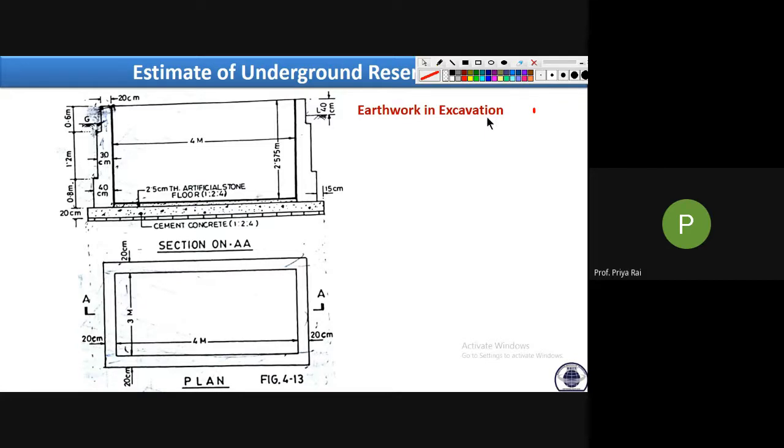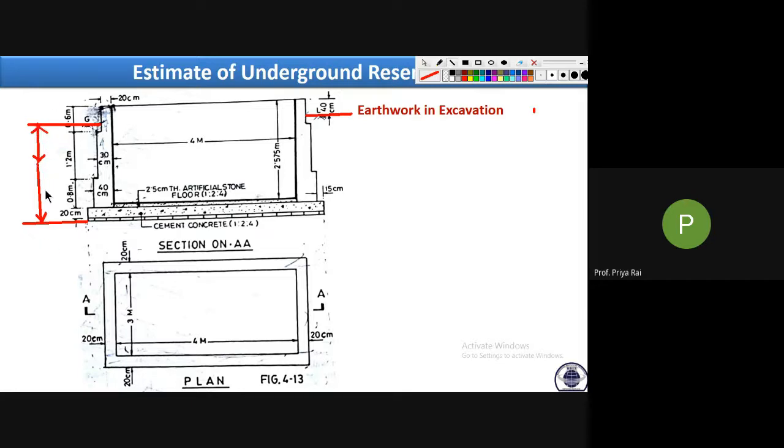Okay, now our first item of work is earthwork in excavation. For that we must know the length of excavation, breadth and depth. Now see, tell me from the diagram, what should be the depth of excavation? This is your ground level. What is the depth of excavation from the diagram? This portion is below the ground, that means we have to take out soil from the ground, till here. So this is your depth of excavation.